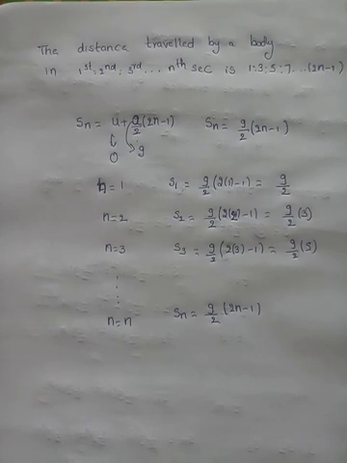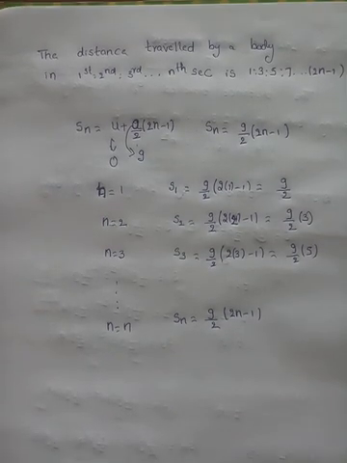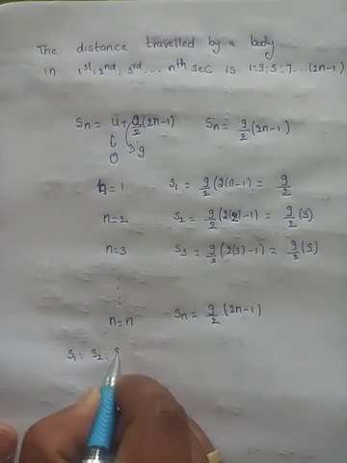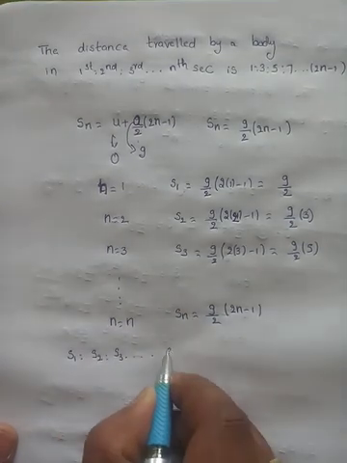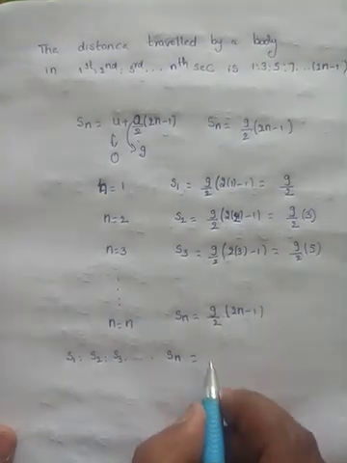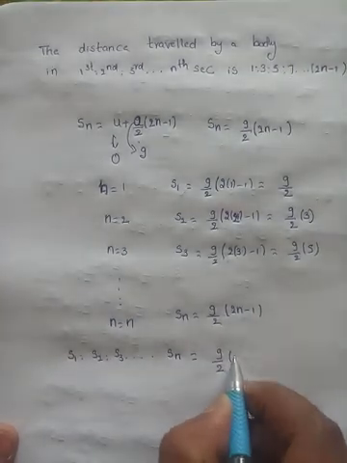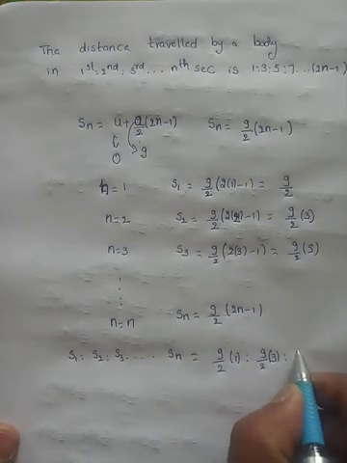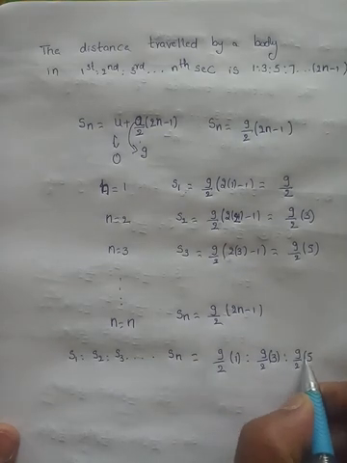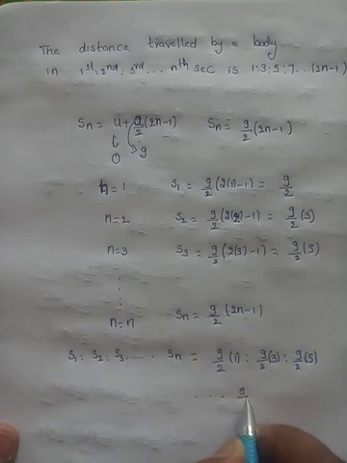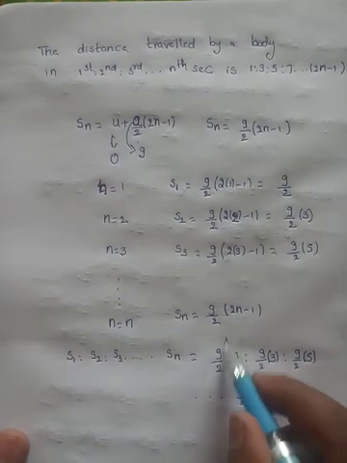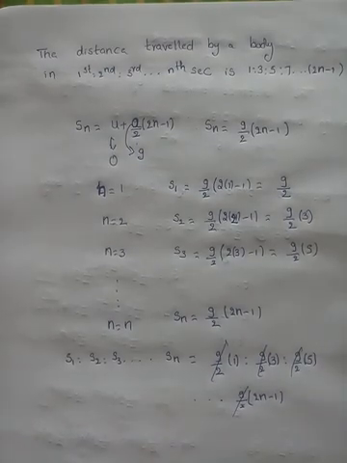So, now the distance travelled by body in first, second, third and nth second is what? S1 is to S2 is to S3 and so on Sn is equal to what? g by 2 into 1, g by 2 into 3 is to g by 2 into 5 and so on g by 2 into 2n minus 1. Cancel g by 2 on all sides, what do you get?